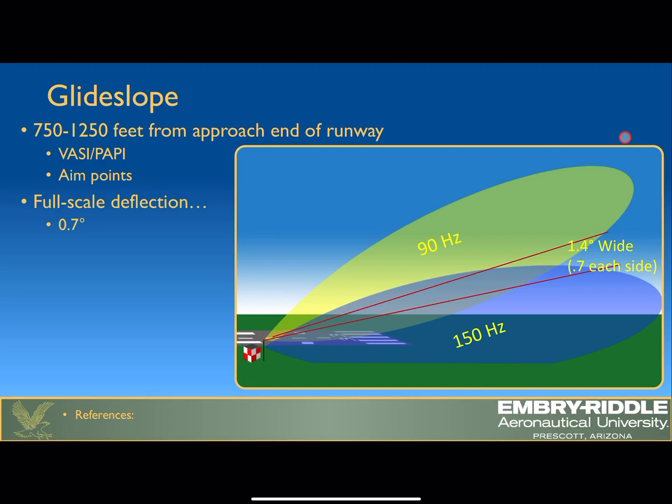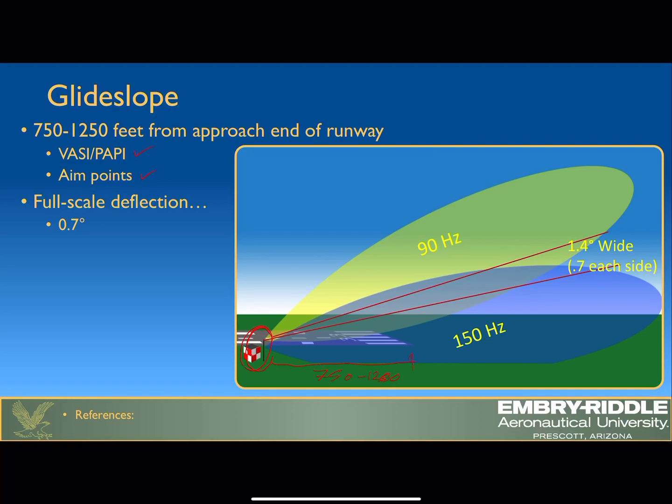It's typically found about 750 feet to 1,250 feet from the approach end of the runway. So you can see down here we have the radio equipment, and you could say that's about 750 to 1,250 feet away from the approach end of the runway. So it's very close. And it usually aligns with your PAPI or your aiming point. So it's guiding you down to where you would aim to land. So that's why it's usually directly next to the VASI or PAPI.